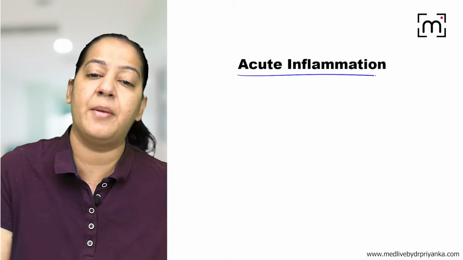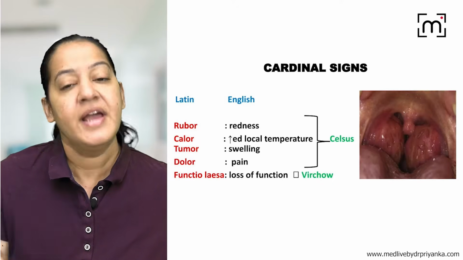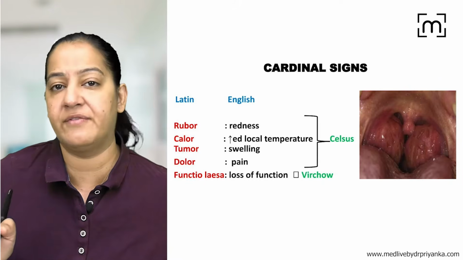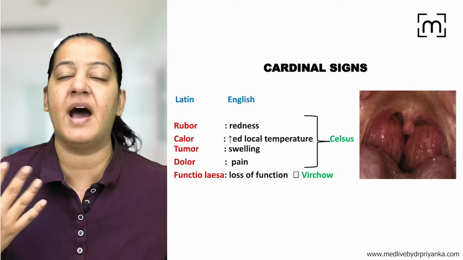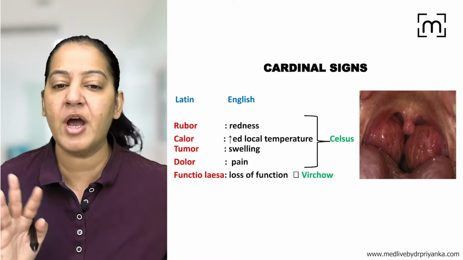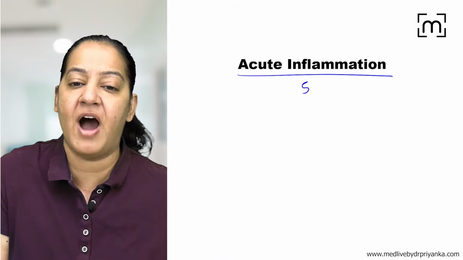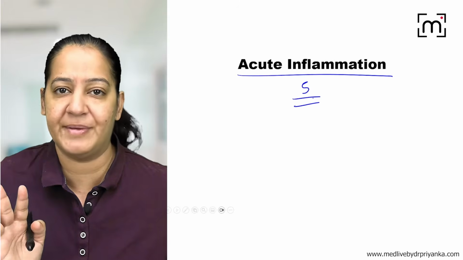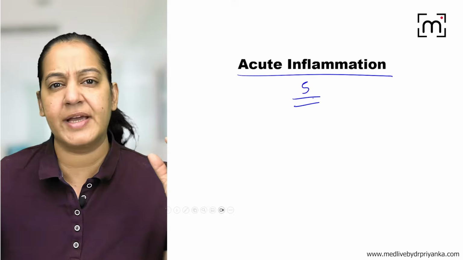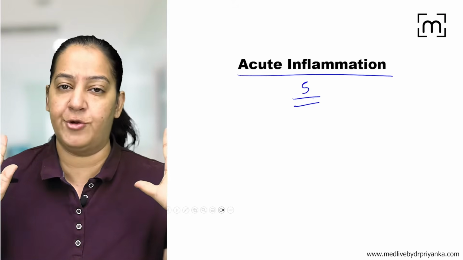Now here in this session, I'm going to discuss acute inflammation. We divide acute inflammation into two parts, the vascular events and cellular events. So we will be discussing the vascular events in this video. Before coming to the events, let me tell you the 5 cardinal signs of acute inflammation. What do you mean by cardinal signs? Cardinal signs are the signs which occur in all forms of acute inflammation.